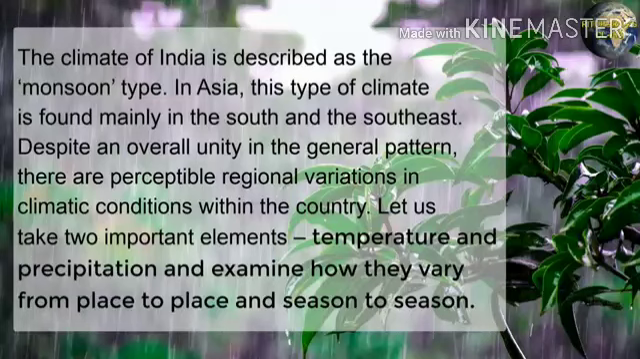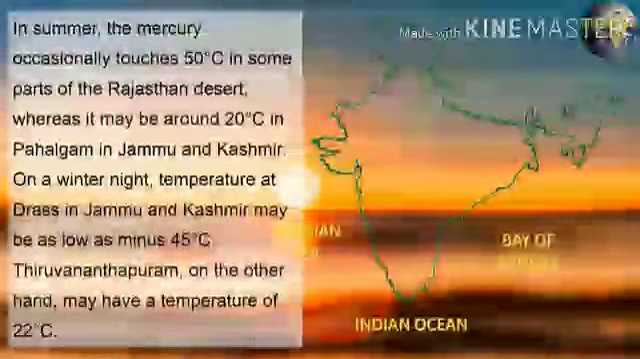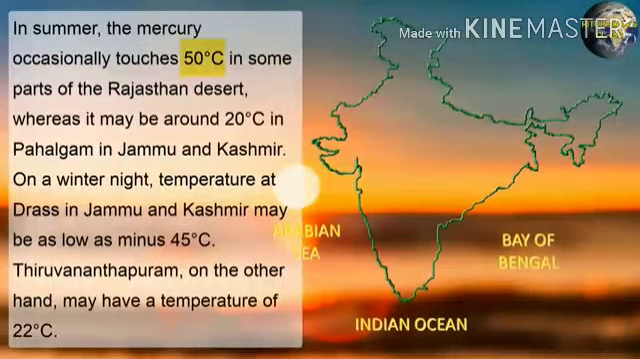Let's take two important elements. These are temperature and precipitation. Let's explore how they vary from place to place and season to season. In summer, the mercury occasionally touches 50 degrees centigrade in some parts of the Rajasthan desert, whereas it may be around 20 degrees centigrade in Pahalgam in Jammu and Kashmir.